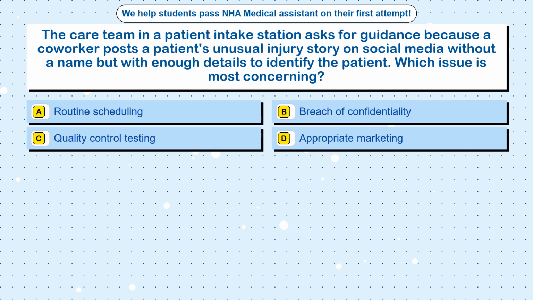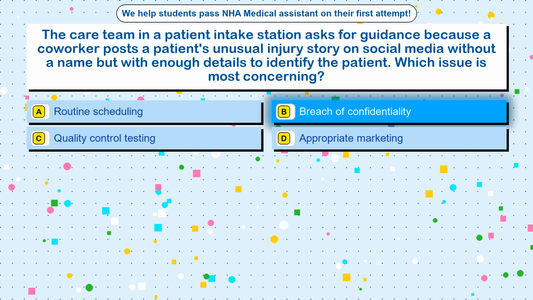Question 81. The care team in a patient intake station asks for guidance because a coworker posts a patient's unusual injury story on social media without a name but with enough details to identify the patient. Which issue is most concerning? Option A. Routine scheduling. Option B. Breach of confidentiality. Option C. Quality control testing. Option D. Appropriate marketing.